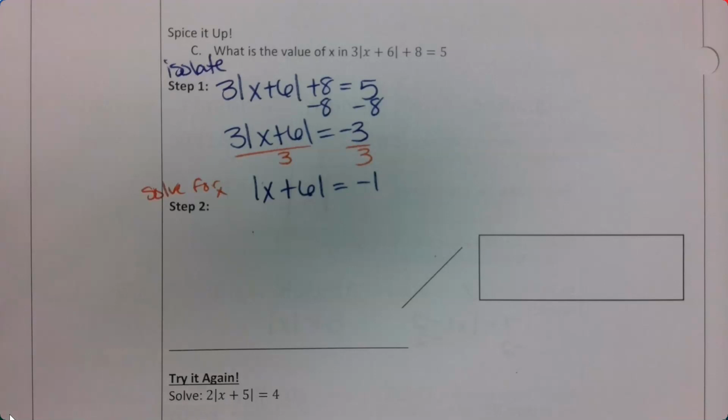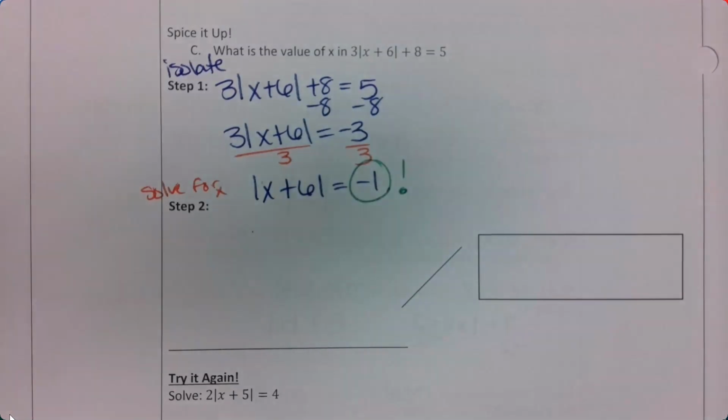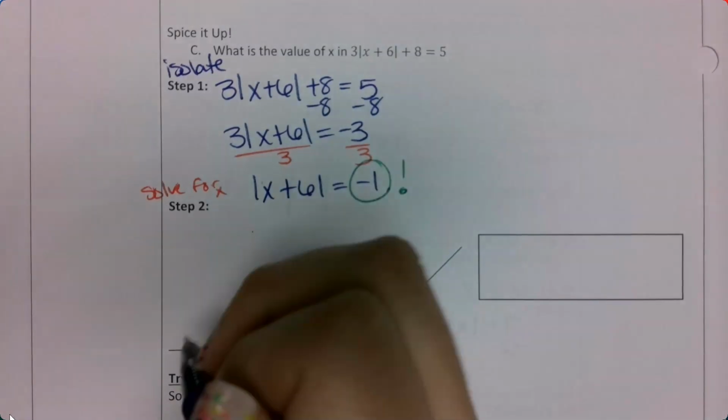Okay, so what do I want to do next? Okay, what is step 2? Step 2 is write two equations, but can absolute values equal negative numbers? Can they? No. So my answer here is going to actually be no solution.